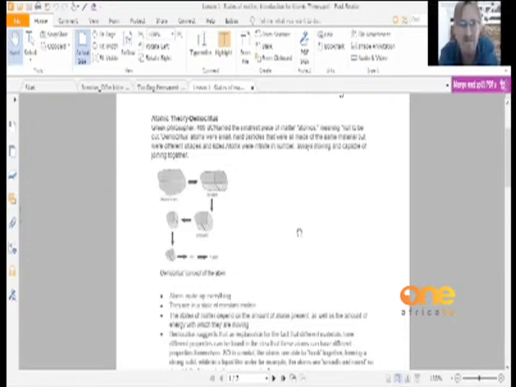Okay. So, atomic theory. Democritus gave us this theory of an atom from the word atomos, meaning not to be cut. So from Democritus, we have the idea that atoms are small, hard particles that are all made of the same material, but they have different shapes and sizes. He suggested that atoms are infinite in number, they're always moving, and they're capable of joining together.